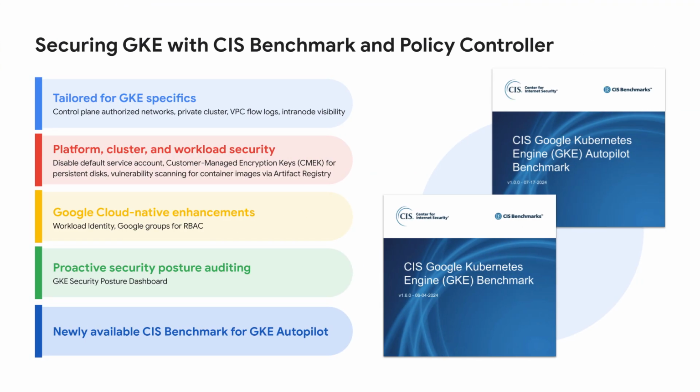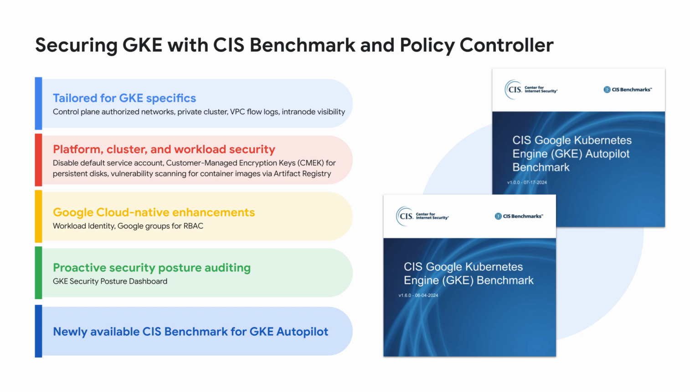The CIS GKE Benchmark aims to improve this process by providing you with security best practices that are specific to your GKE clusters. Most cloud security breaches are linked to misconfigurations or overly permissive access controls. The CIS GKE Benchmark includes over 80 recommended controls specific to Google Cloud and GKE, such as enabling and specifying subnets for your control plane authorized networks, ensuring private clusters with private endpoints are deployed, making sure VPC flow logs and intranode visibility are enabled, and much more.